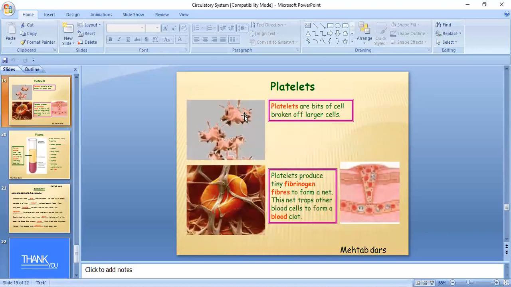The third one is platelets, which are bits of cells broken off larger cells. Platelets are not particular cells. Platelets produce tiny fibrinogen fibers to form a net. This net traps other body cells to form a blood clot. When excess bleeding occurs, fibrinogen makes a network to prevent excess loss of blood.